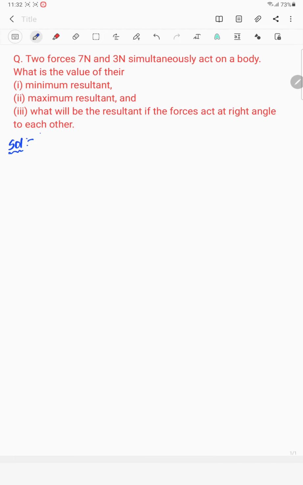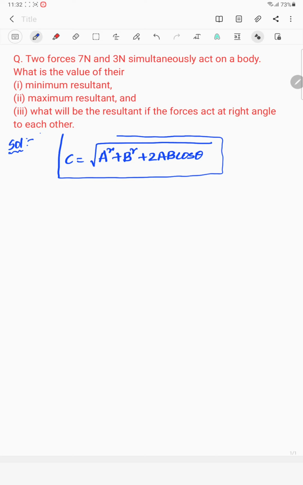Let us take the help of the parallelogram law of vector addition. From that, let us note down the formula first of all: C is equal to the square root of a square plus b square plus 2ab cos theta. So this is the formula we have to find the resultant. For the first question, let us write the given data.